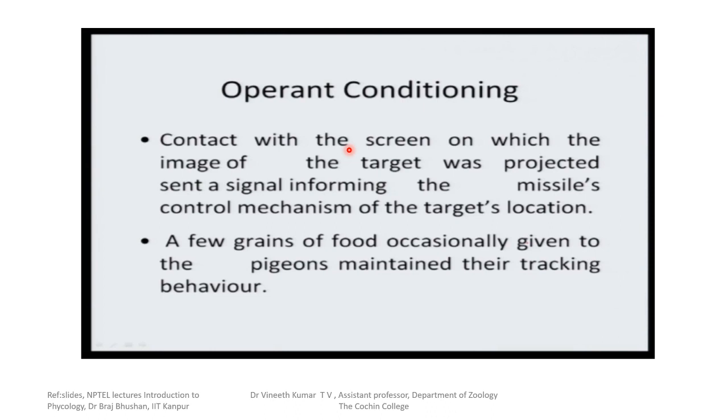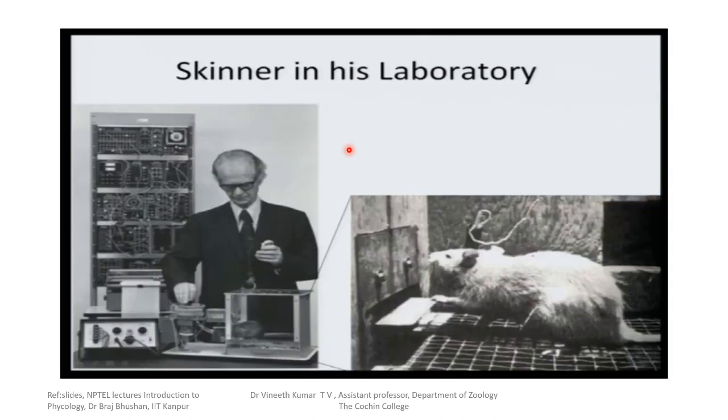A few food grains will be given occasionally through the particular chamber, and hence the pigeons will maintain their tracking behavior, so that at times the grains will be provided, the pecking behavior will be increased, and the missile will reach the target. So this is how Skinner made operant conditioning into a pigeon guided missile.